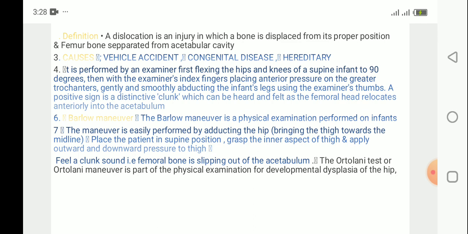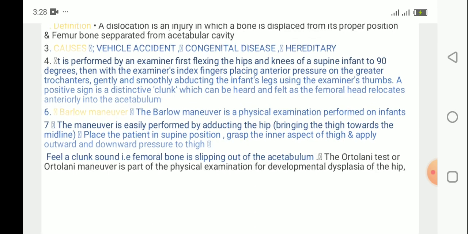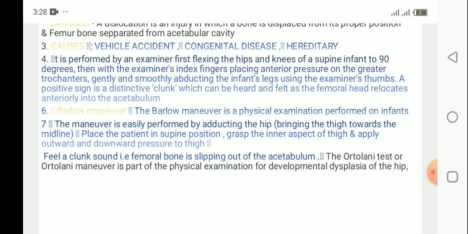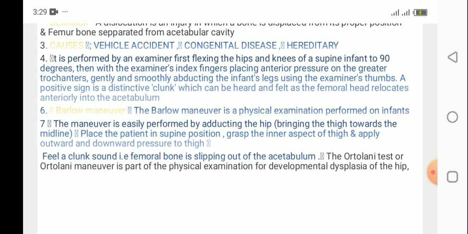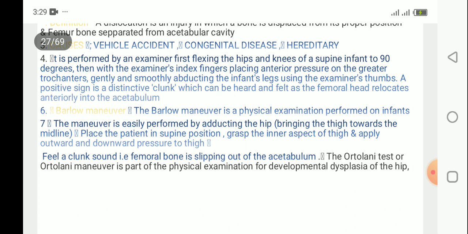Coming to the Ortolani maneuver, it is another physical examination performed on infants. Here, with the hip adducted, place the patient in a supine position, grasp the inner aspect of the thigh and apply outward and downward pressure to the thigh in this posture. Usually you can hear a clunk sound, which indicates an irregular sound.